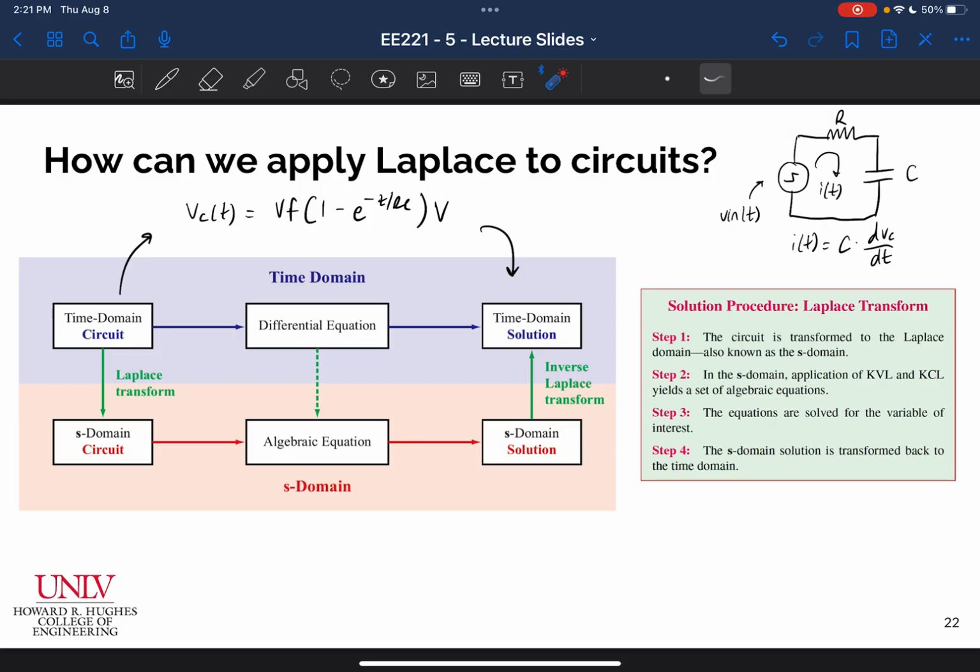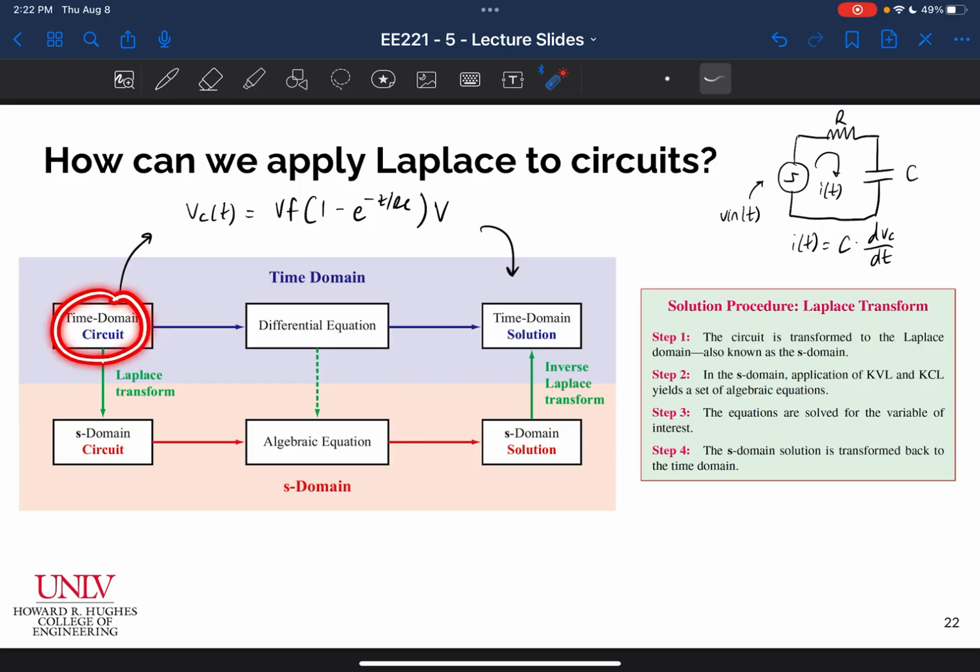So here, there's a step-by-step procedure on how to use this Laplace transform to solve circuits. The first thing says you transform the circuit to the Laplace domain, also known as the S domain. In the S domain, you use KVL and KCL to yield a set of algebraic equations, so just solve using algebra. You solve these equations for whatever variable you're interested in. Maybe it's V in, V out, maybe it's I out, maybe it's something else. And then with your S domain solution, you transform that back to the time domain using the inverse Laplace transform. So that is the procedure for how we apply this to circuits.